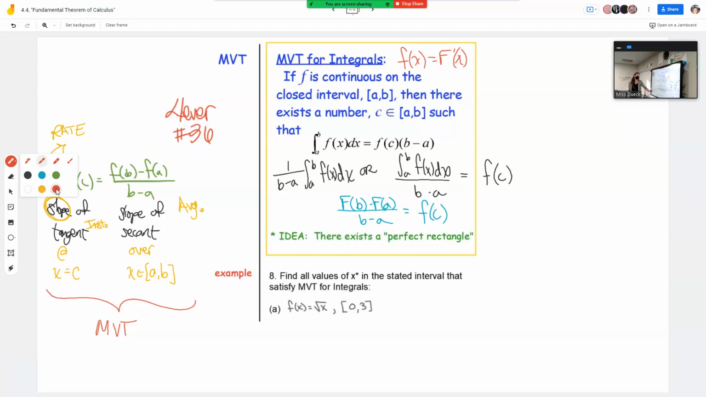Now, our books can sometimes be really weird. They say find all the values of x star. That actually might be more of an AP problem. You can think of that as just a special x, c, if you want. But if I was trying to find the special x's, we can think of them as c's, for which MVT applies. I say, okay, I got a formula, let's plug it in.